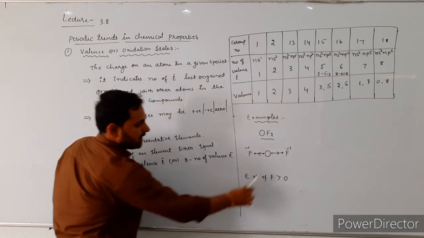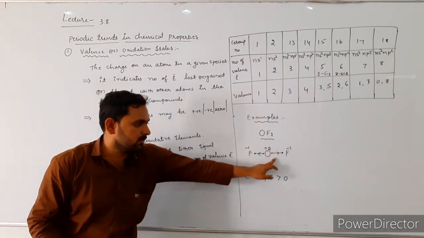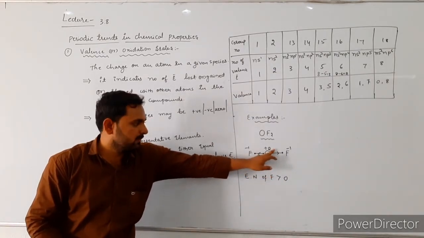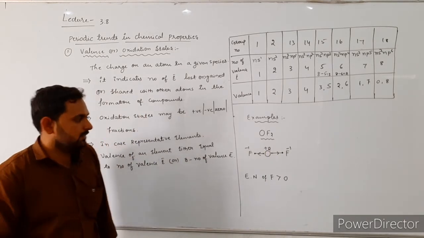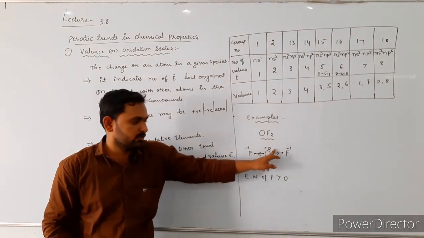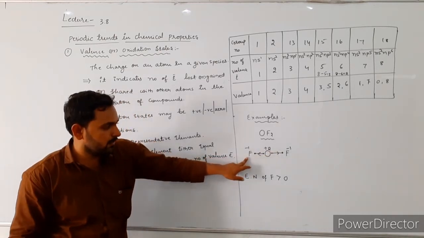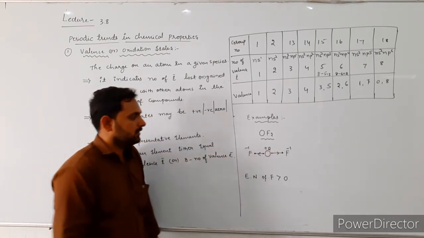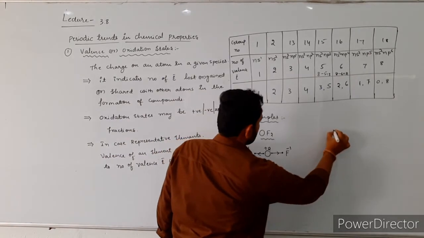In this case oxygen loses 2 electrons. That's why the +2 charge. In this molecule, what is the oxidation state of oxygen? +2. What is the oxidation state of fluorine? -1. Next.